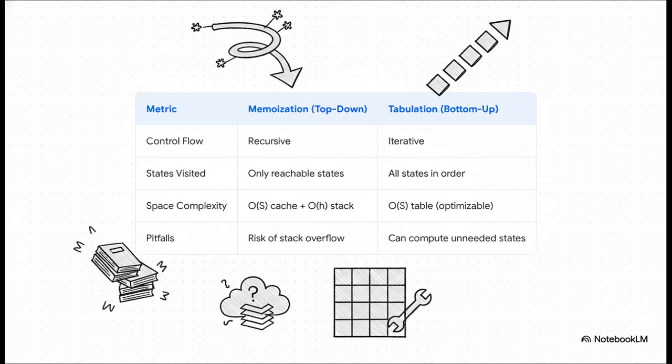Now, states visited. Memoization is surgical. It only touches what it needs. Tabulation can be a bit of a brute, solving everything, even states you might not care about. But, and this is a huge deal for interviews, look at the space complexity. Memoization needs space for the cache and for the recursion stack. Tabulation's table can often be optimized like crazy, sometimes down to a tiny amount of space.